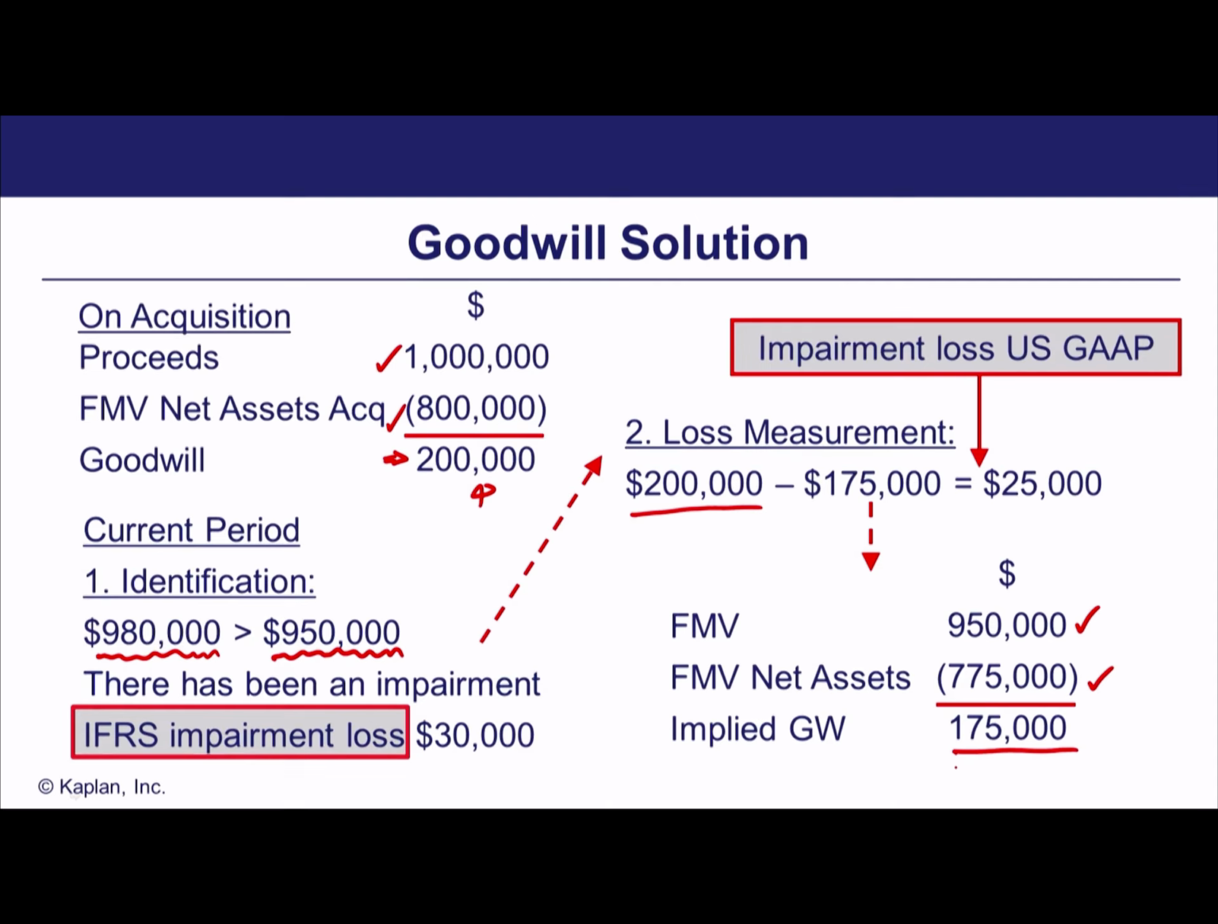175,000. Okay, now, of course, our impairment loss, therefore, under US GAAP, compare the original goodwill, the 200,000, to the implied goodwill at the current balance sheet date, 175,000. 200 minus 175,000 gives us an impairment loss of 25,000. So again, we'll reduce the goodwill from 200,000 down to 175,000 in the group balance sheet. And in the group income statement, there will be an impairment loss, again in unusual or infrequent items, for 25,000, reducing our earnings.